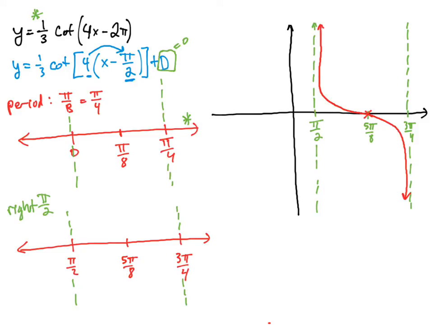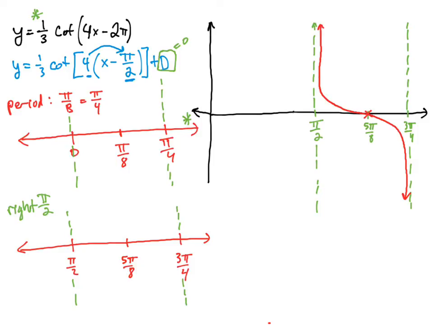A couple things to mention here. This graph is not even close to being to scale. This x-axis should probably be much further to the left here. So I'm going to redraw the x-axis. The x-axis will probably be, let's see, 3 pi over 4, pi over 2. The y-axis is going to be way over here, pretty far to the left. So we're going to have another period or two before we hit the y-axis there.